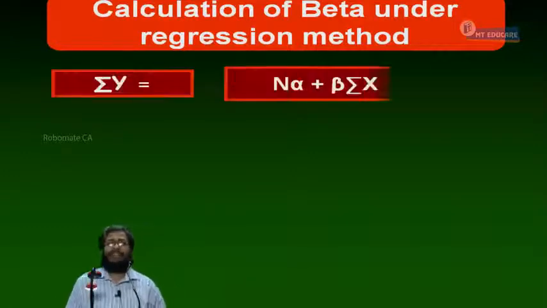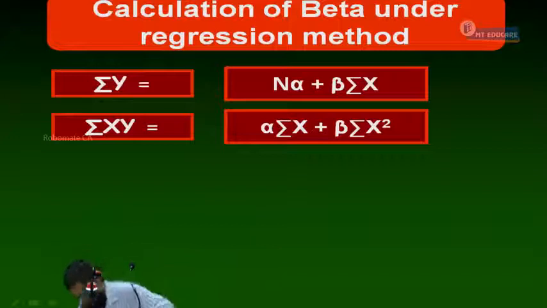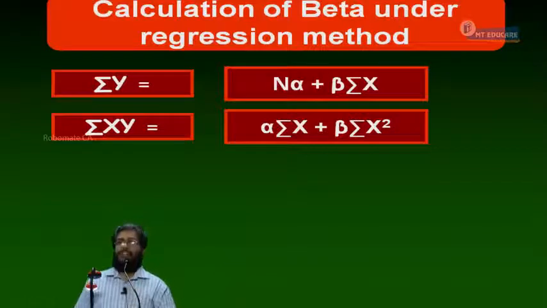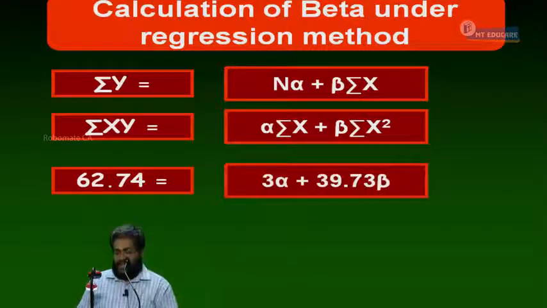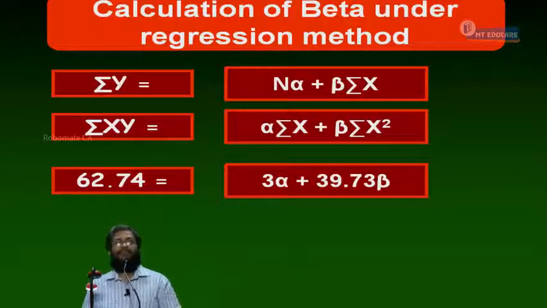Now let us substitute the numbers. Can you do it together? Now tell me sigma y. You have in the facts summary all the numbers. Sigma y is 62.74, equal to n alpha. What is n? 3. 3 alpha plus, what is sigma x? 39.73 beta. So 62.74 is equal to 3 alpha plus 39.73 beta. Can I proceed or not?